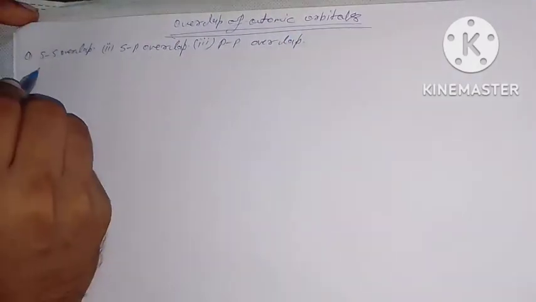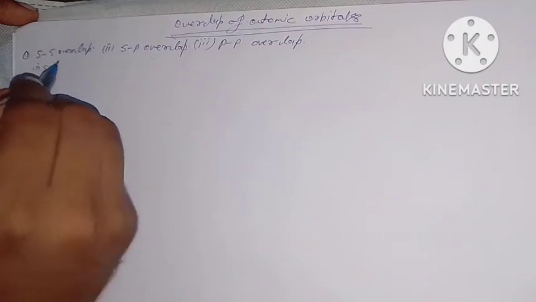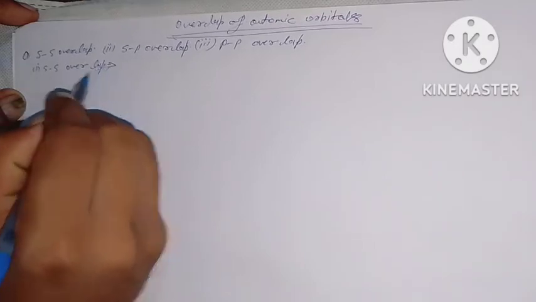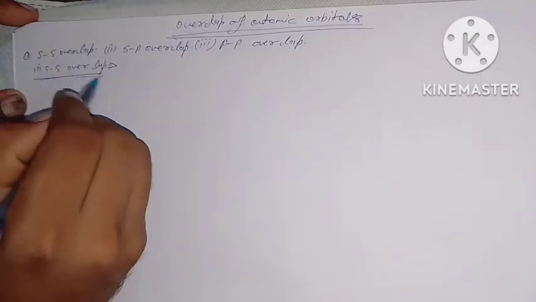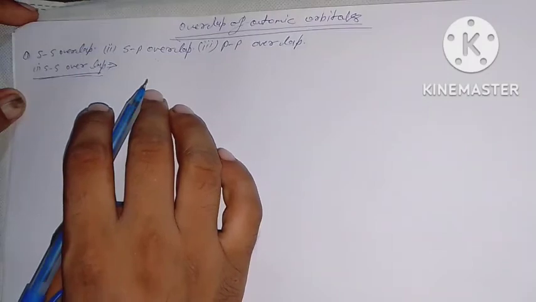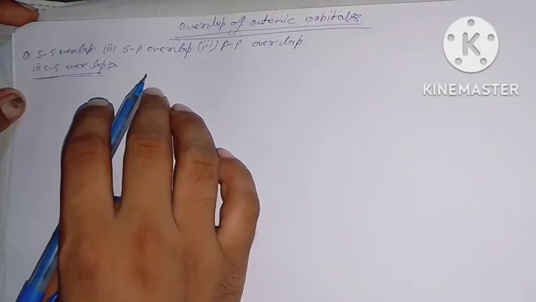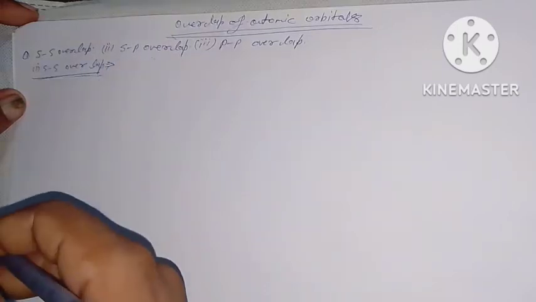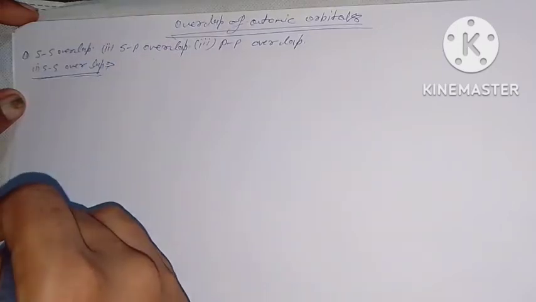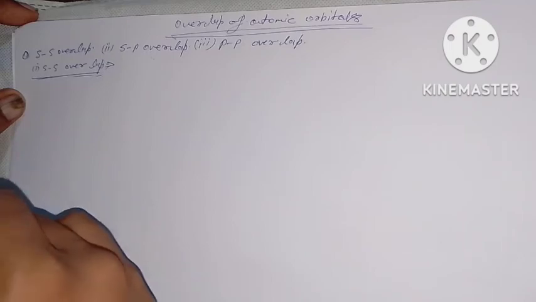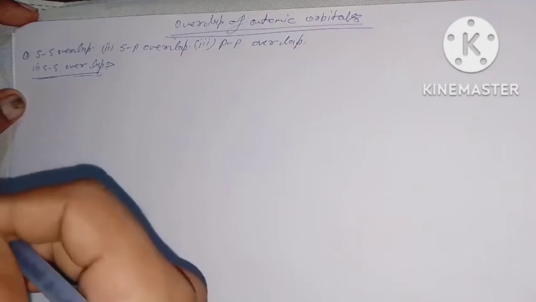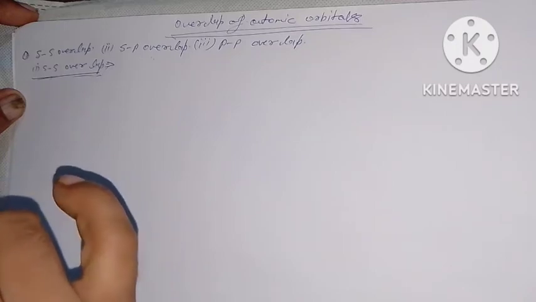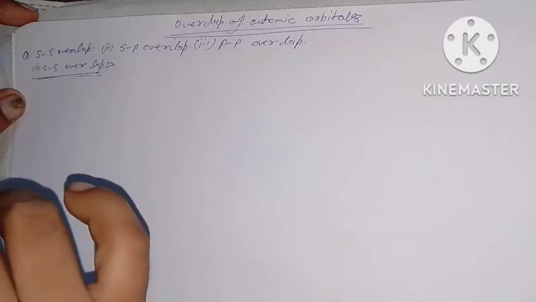First, SS overlap. The S orbital is spherically symmetrical. Hence, the S orbital can overlap in all directions. Thus, the bond formed due to overlap of S orbitals is non-directional.